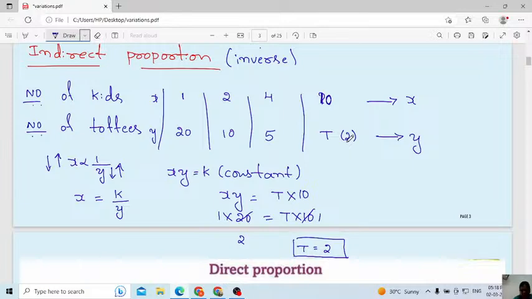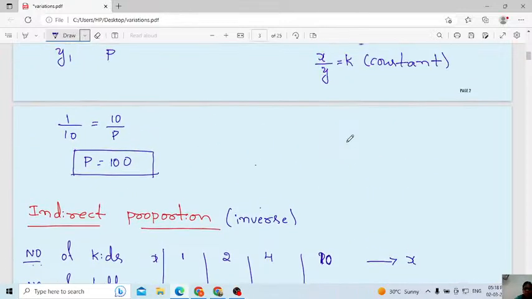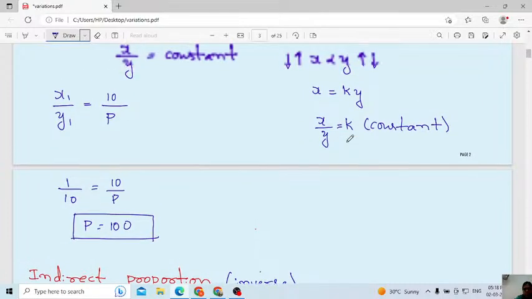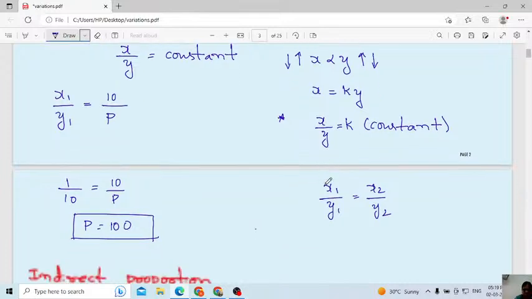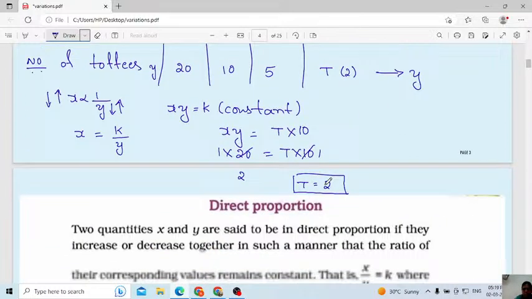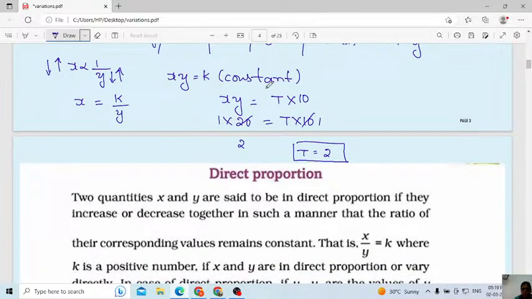Okay, understood everyone? Here what you have to remember, no need to remember all the stories. In the case of a direct proportion, x by y will be constant, meaning x1 by y1 will be equal to x2 by y2, or any constant. This is the expression for direct proportion. For indirect proportion, what is the expression? xy will be constant. When you want to find the unknown, then x1 y1 will be equal to x2 y2.